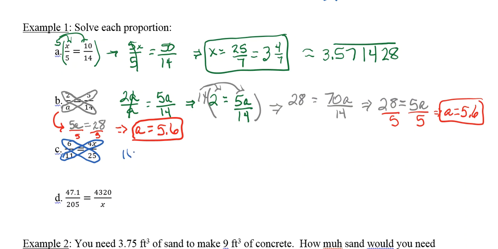So it's 11 times 4x equals 6 times 25. Now it doesn't matter who you put on which side. If you prefer to always start with the top, you could put 6 times 25 first. 11 times 4 gives me 44x. 6 times 25 is 150. I'm going to go ahead and divide by 44.